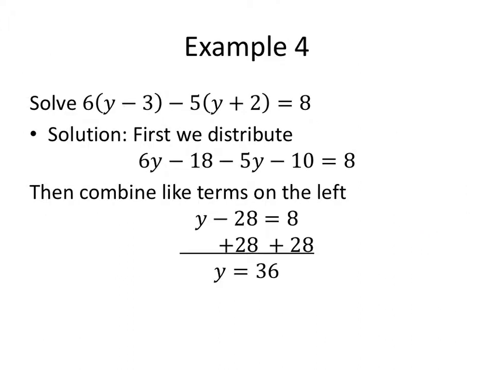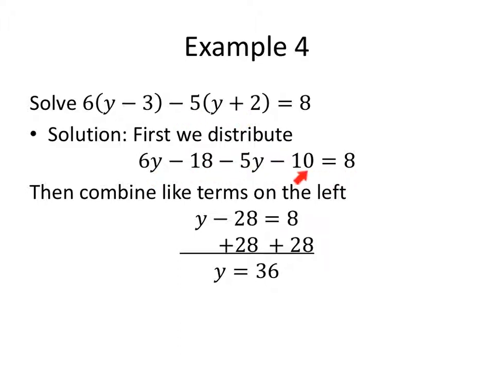More examples. Example 4. We're going to solve 6 times (y minus 3) minus 5 times (y plus 2) equals 8. So we're going to get rid of our grouping symbols. We're going to multiply 6 times y, 6y. 6 times a negative 3 is negative 18. Minus 5y and a minus 10 equals 8.